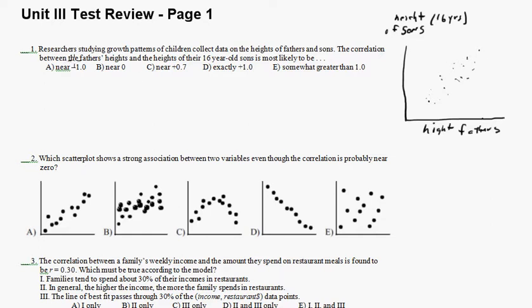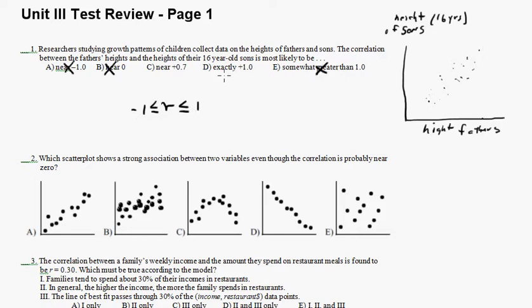So we can kind of rule out -1, and also we could rule out 0. There is going to be some relationship. I don't think it's going to have a curve, but it's certainly not going to be 0. So we can rule out B. Now, somewhat greater than 1? Well, a correlation is never greater than 1, right? R is always greater than or equal to -1 and less than or equal to 1. So we can rule out this one.